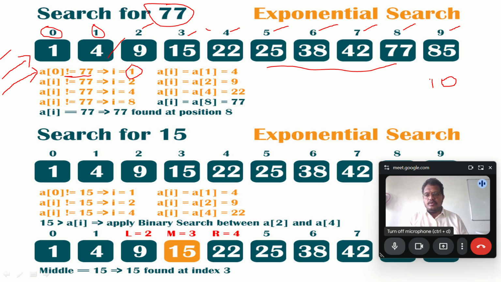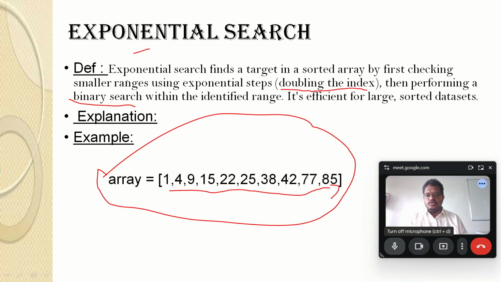After taking 1, what is the value of a[1]? It is 4. Again we compare: is 4 equal to 77? No. The previous index value is 1, so I make it double the index. What is the double of 1? 2.